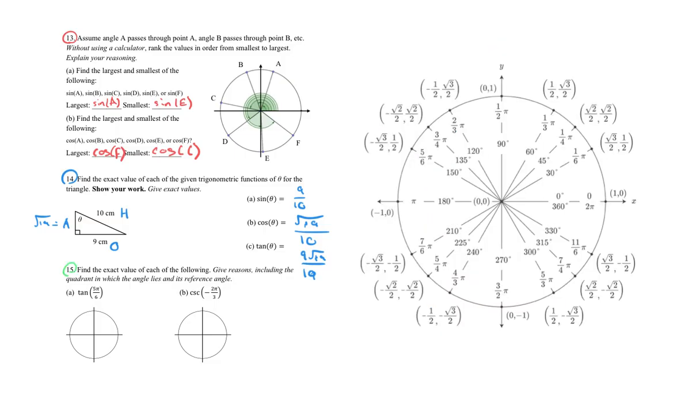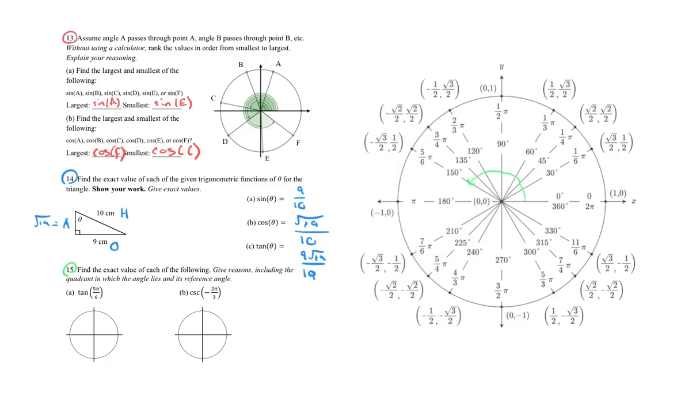Okay, 15, we're going to find the exact value of each of the following and give reasons, including the quadrant in which it lies and its reference angle. So I went ahead and put this full unit circle here. So starting with tan of 5 pi over 6, let's see if we can find 5 pi over 6. It's going to be a little less than pi, so yeah. So tan of this angle that goes from here all the way around here.